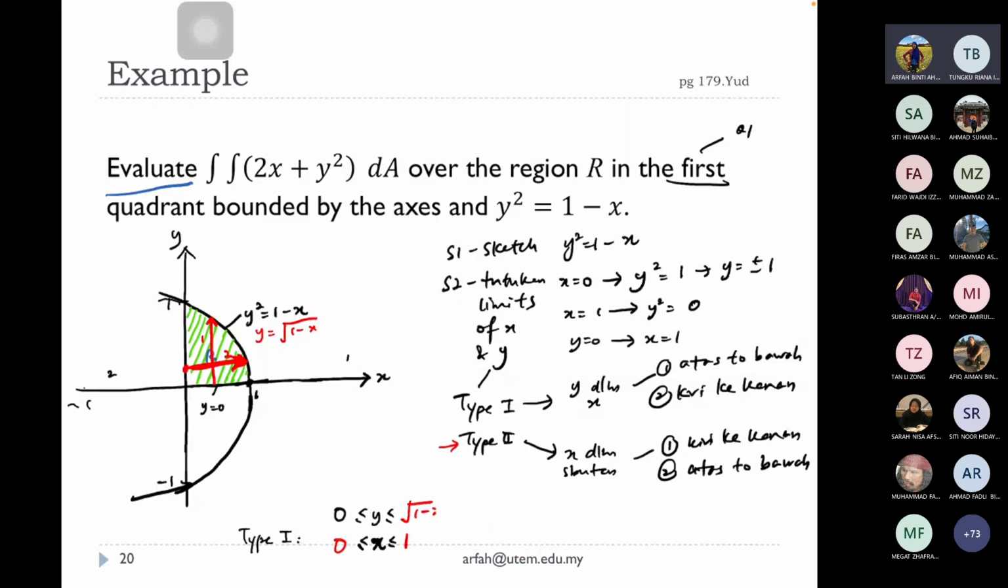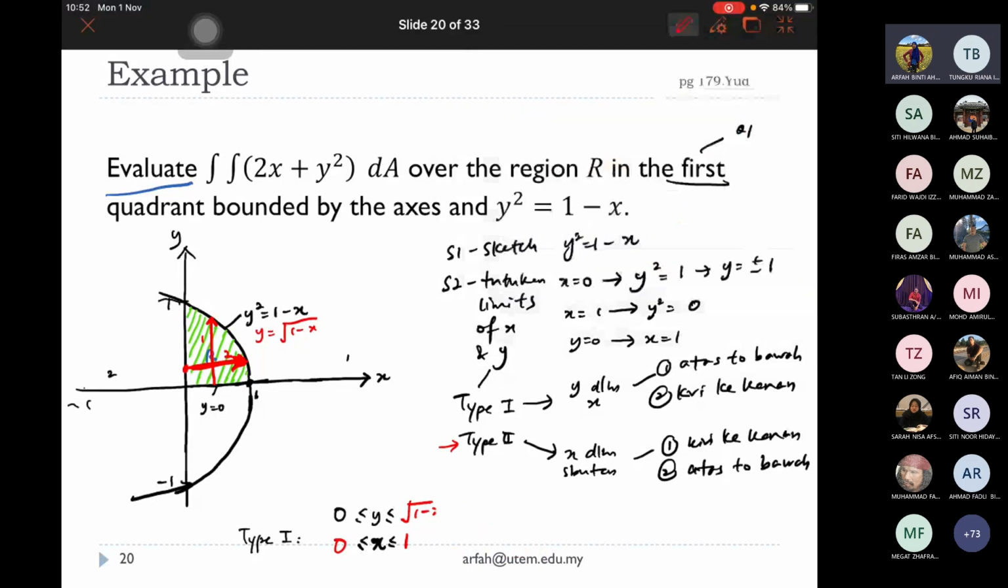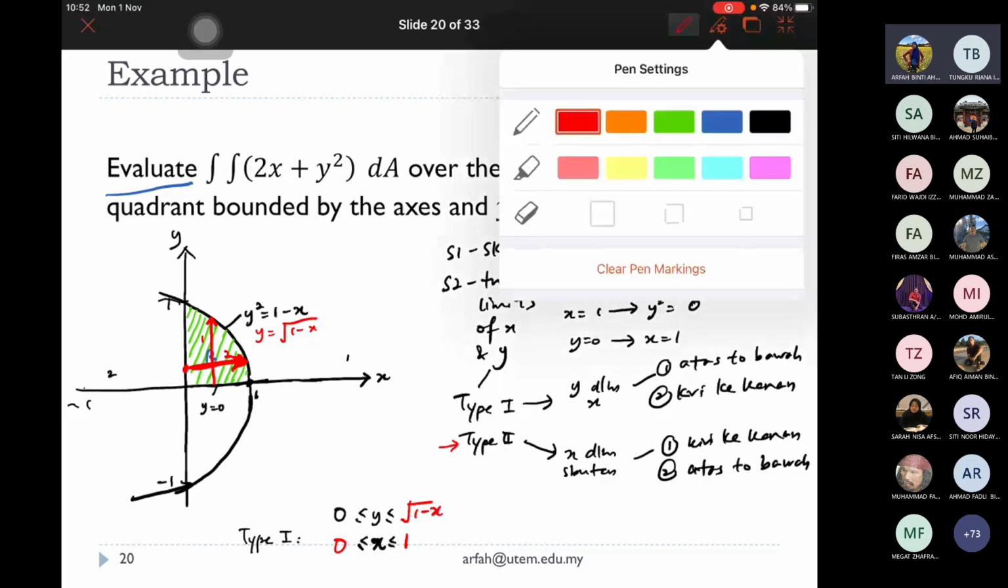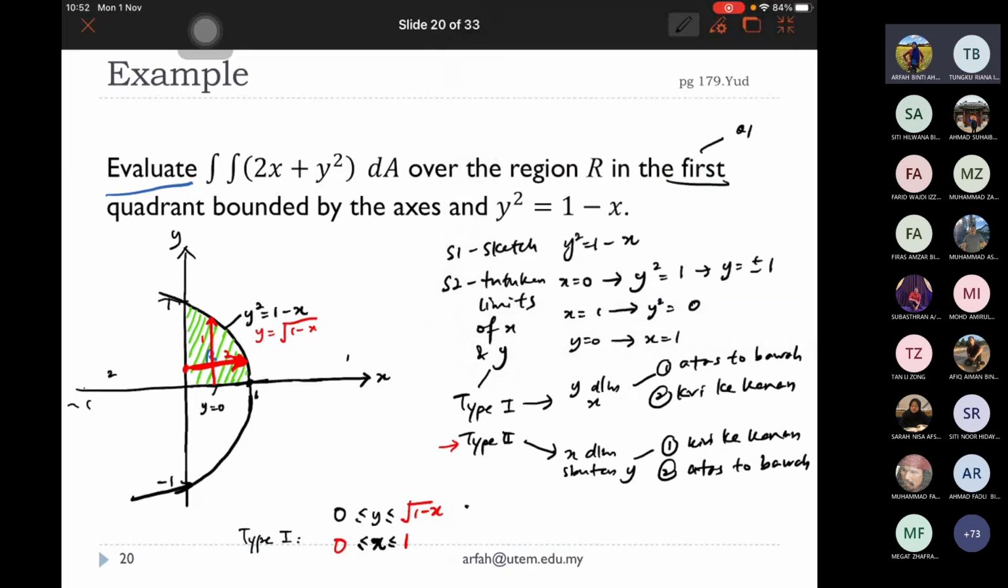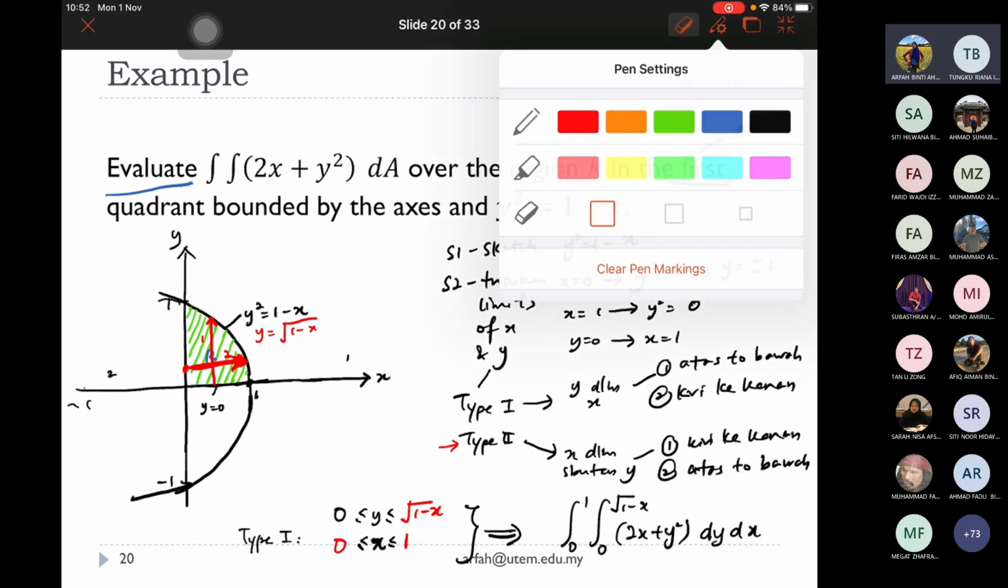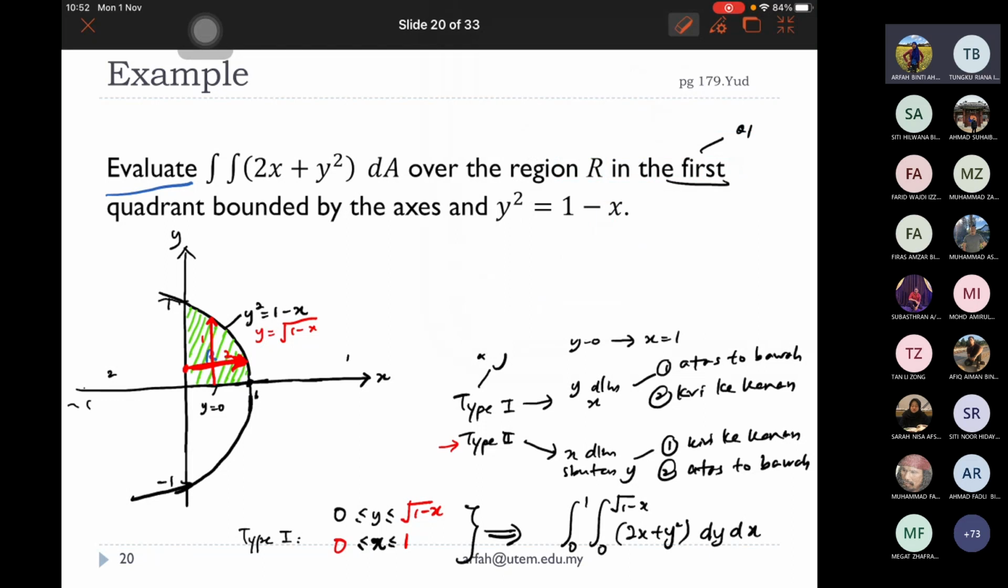So kita tengok untuk type 1 ni dalam sebutan y. So untuk type 1 ni, okay, awak akan dapat dia punya integration, dia akan jadi daripada 0 ke 1, 0 sampai set 1 tolak x, 2x tambah y kuasa 2, dy dx. Okay. So itu adalah untuk type 1.